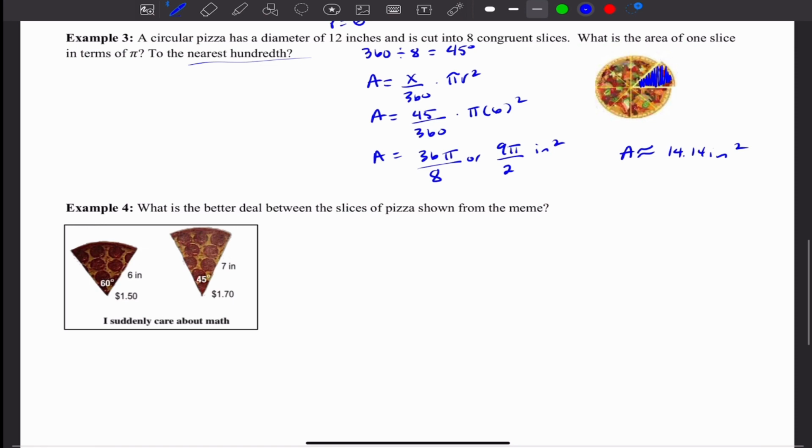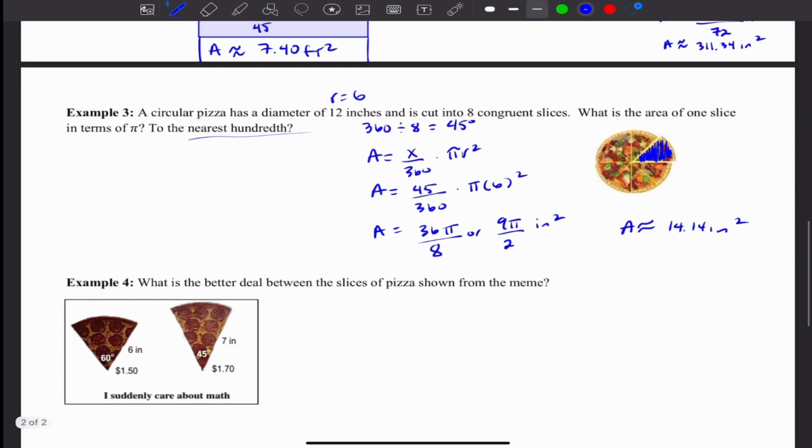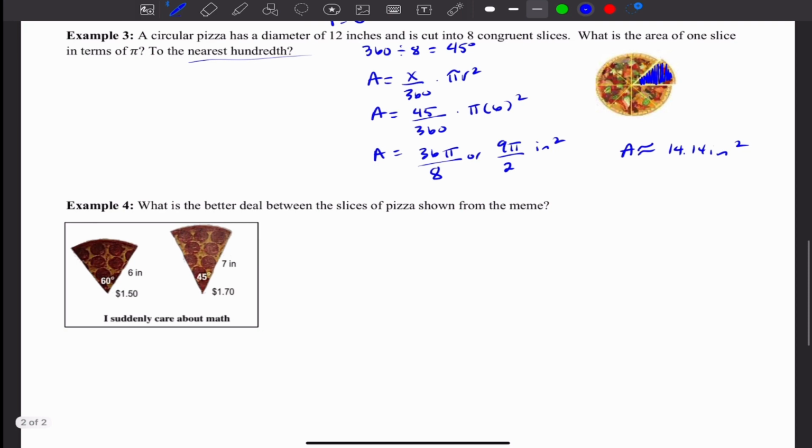So that's your answer. Example 4, what is the better deal between the slices of pizza shown from the meme? I'm going to let y'all try that out on your own, and then I will provide you the work on screen. Okay? So that's all from me for today. Try example 4 on your own, and then compare your answers to whatever appears on the screen.